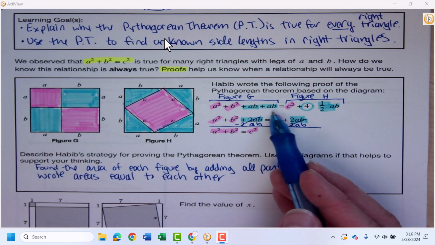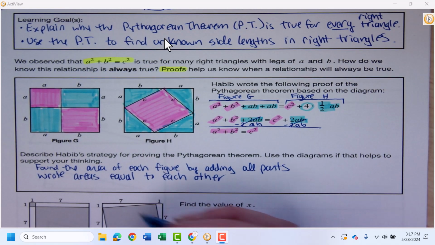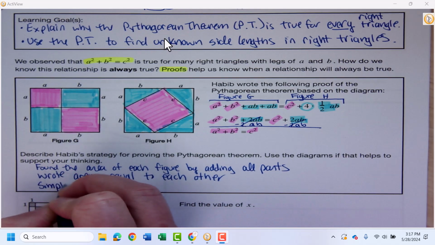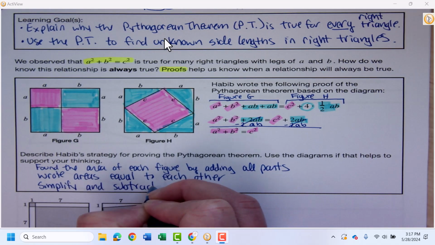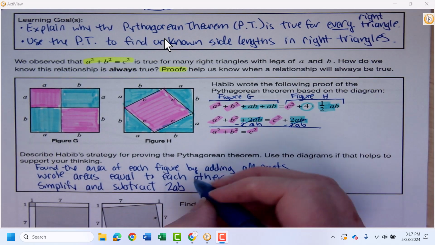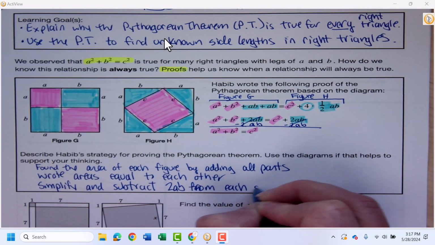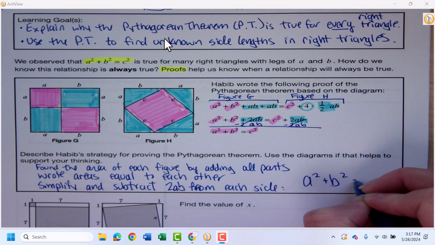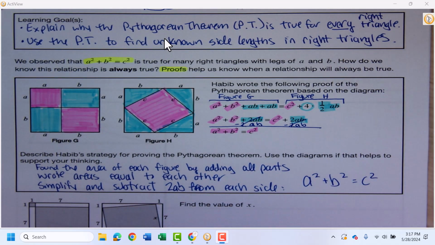That's what he did right here. There's all of figure G, there's all of figure H, set them equal to each other. And then he was able to simplify and subtract 2AB from each side. And that left us with A squared plus B squared equals C squared. So that's one way to prove that this fact is true.